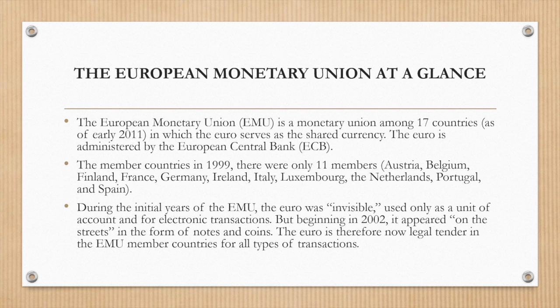During the initial years of the EMU, the euro was invisible, used only as a unit of account and for electronic transactions. But beginning in 2002, it appeared on the streets in the form of notes and coins. The euro is therefore now legal tender in the EMU member countries for all types of transactions. It also plays a large role both in the European Union and the world economy.